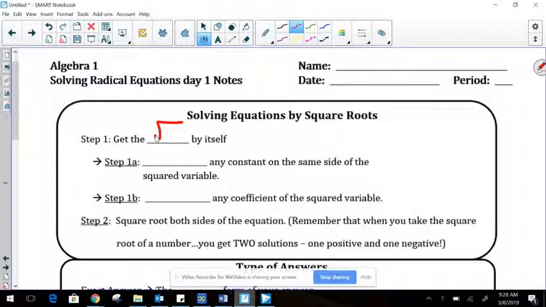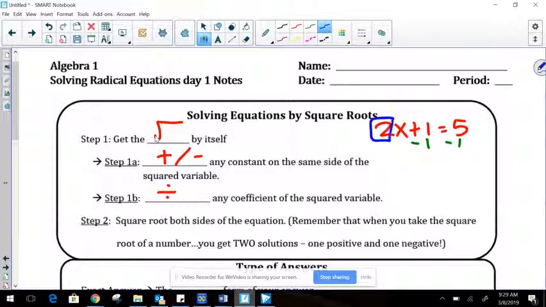All right, next thing we are going to do, we are going to either add or subtract any constant on the same side of the squared variable. So think, okay, say I have 2x plus 1 equals 5. The first thing I would do here is subtract 1. That's the same idea as these equations. All right, then the last thing I would do, I'm going to divide any coefficient on the same side of the squared variable. So, in the same as this equation here, the last step I would do would be divide by 2.